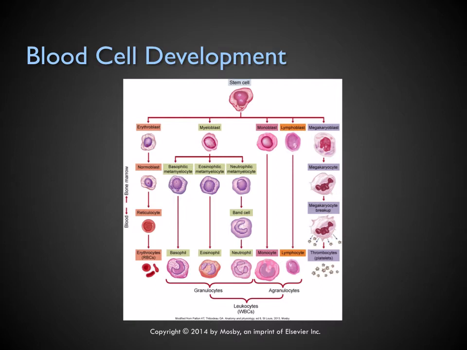So the bone marrow is stimulated by various factors or cytokines that cause differentiation of the stem cells into one of the three types of blood cells. So the root is stem cells, and then from there three types of cells, RBCs, WBCs, and platelets, develop.